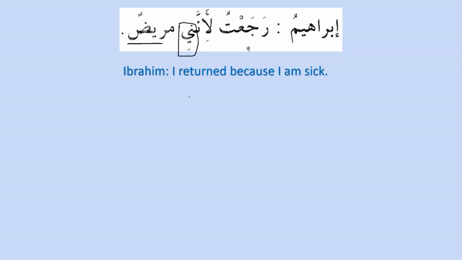Ibrahim: رجعت, I came back or I returned. لأنني مريض, because I am sick. Now we can see that لأن is also one of the sisters of inna, and it means because. And ni, the ya of the speaker, will be ismu لأن, and maridun will be khabaru لأن. رجعت, I came back. لأنني مريض, because I am sick.